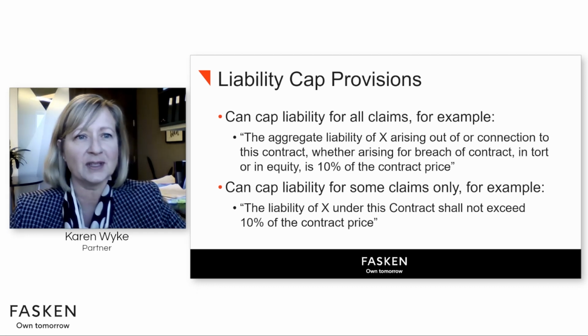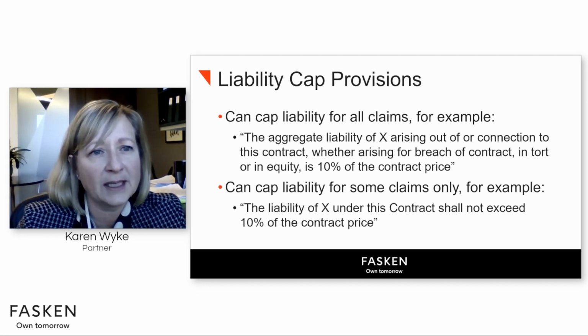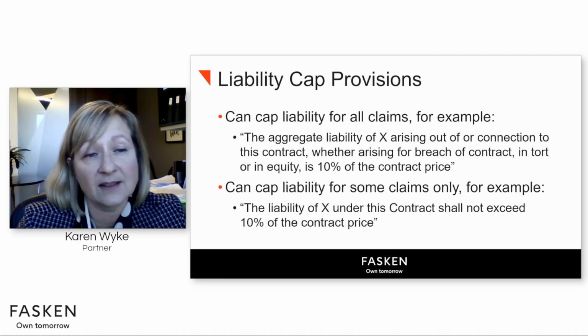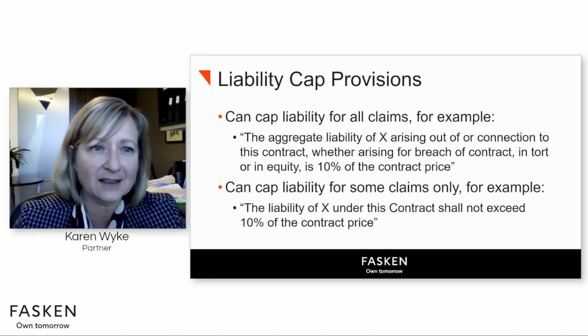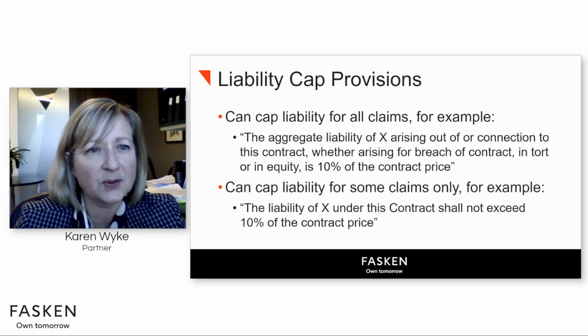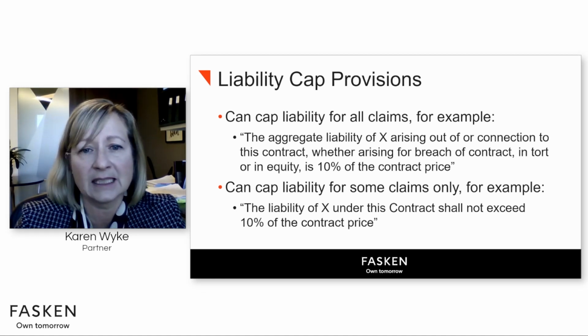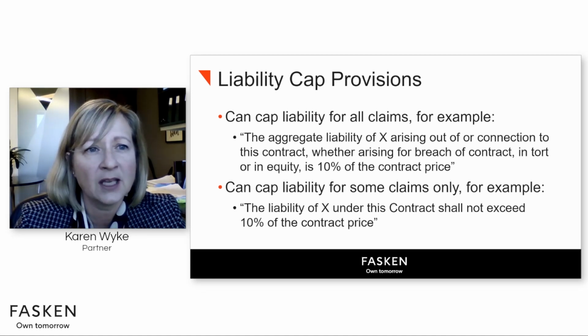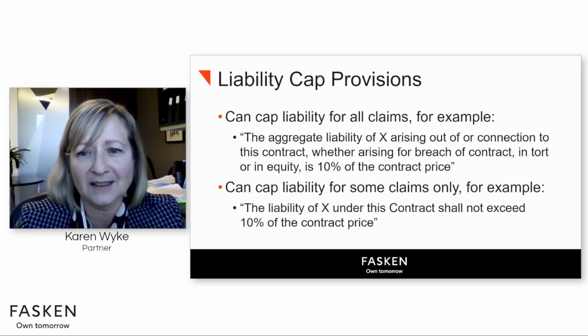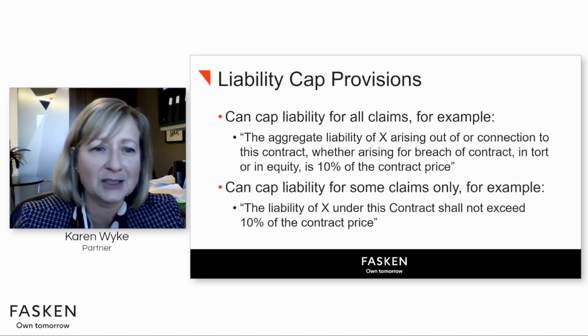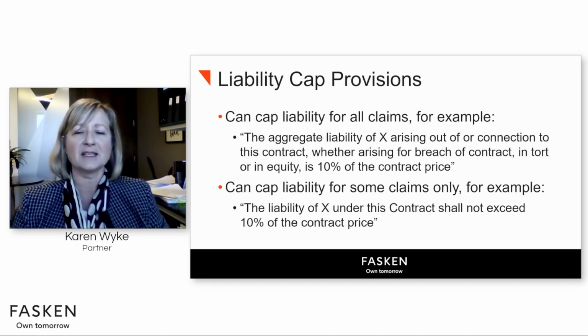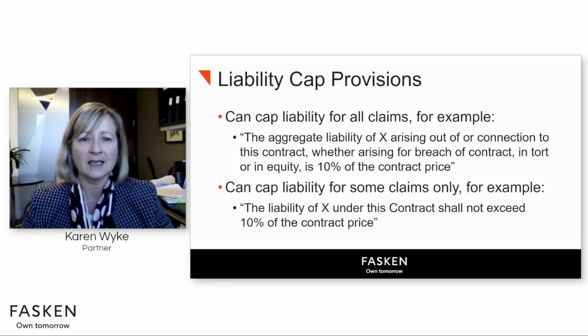So let's get into one of the most common ways to limit your liability, and that's a liability cap. Often they're called an aggregate liability provision also. You see them a lot, particularly in construction contracts, but also commercial contracts. They can cap liability for all claims. For example, the aggregate liability of X arising out of or in connection to this contract, whether arising for breach of contract, in tort or in equity, is 10% of the contract price.